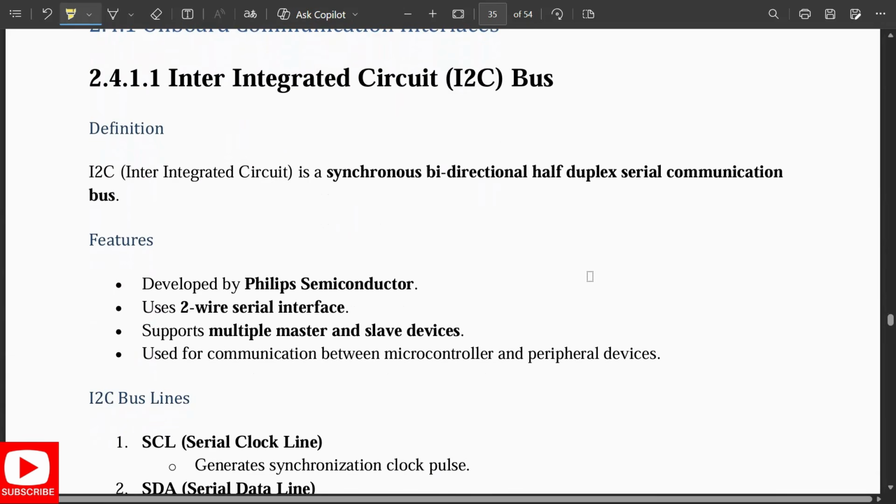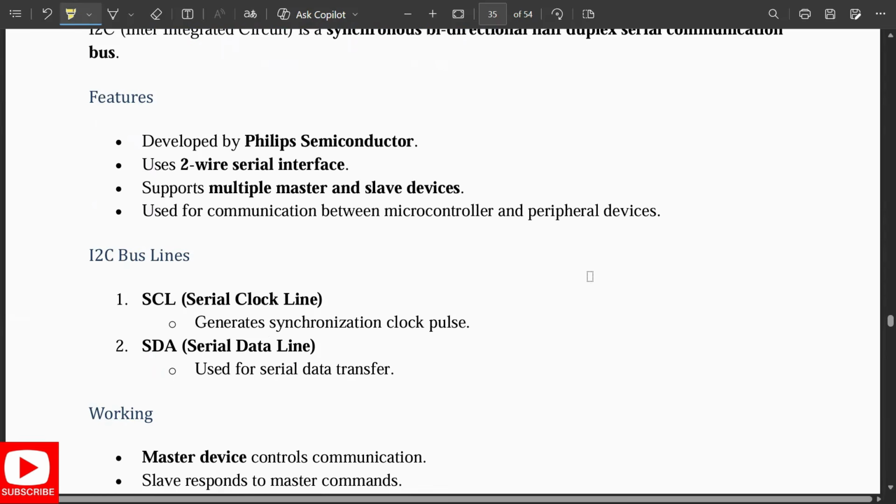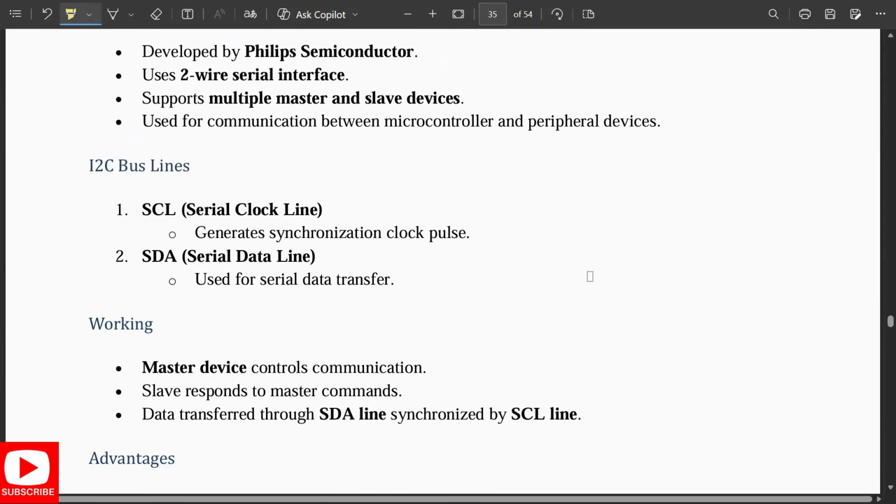Here it is a synchronous bidirectional half duplex serial communication bus. It was developed by Philips Semiconductor and uses a two-wire serial interface, supporting multiple master and slave devices. It is used for communication between the microcontroller and peripheral devices. I2C bus lines: we have two lines, one is SCL, the serial clock line, and the other is SDA, the serial data line.